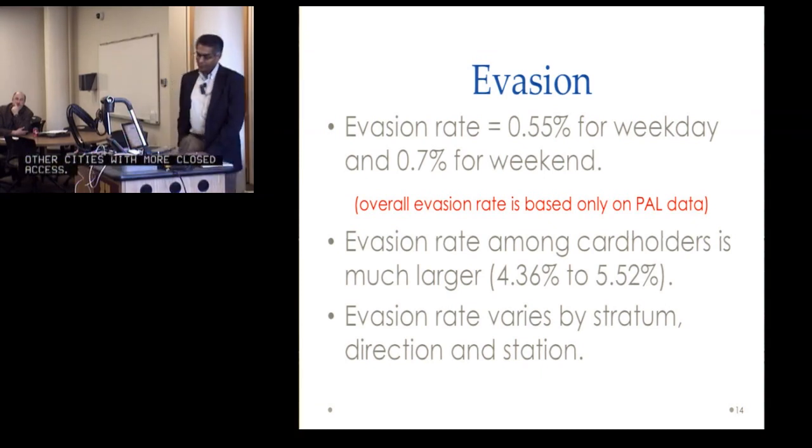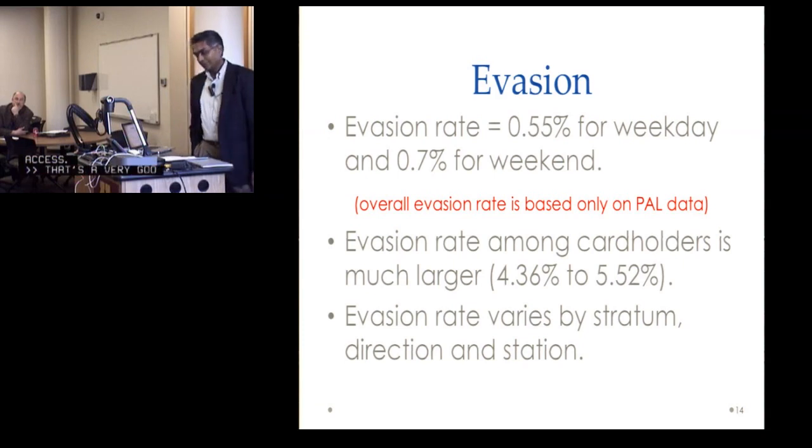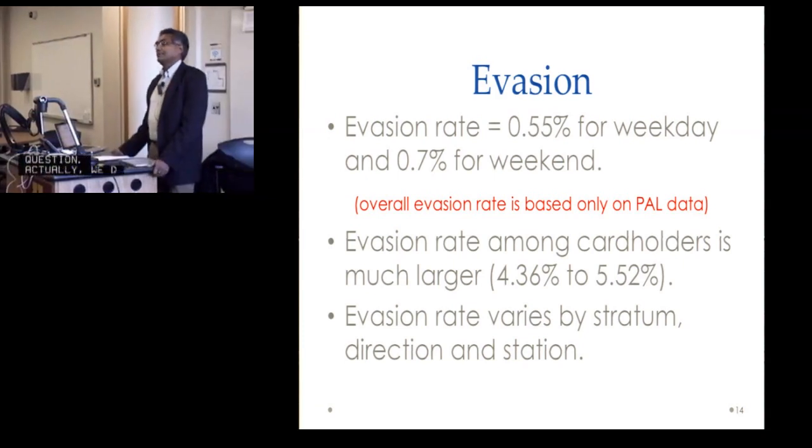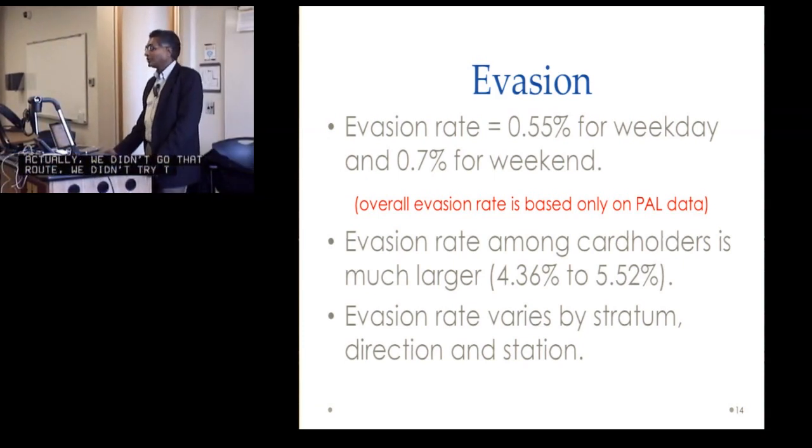That's a very good question. Actually, we didn't go that route. We didn't try to figure out what's the cost to Metro Transit in terms of potentially lost fare, because that wasn't our mission. This was a very tight and compact 12-month study, so we didn't look at that question.